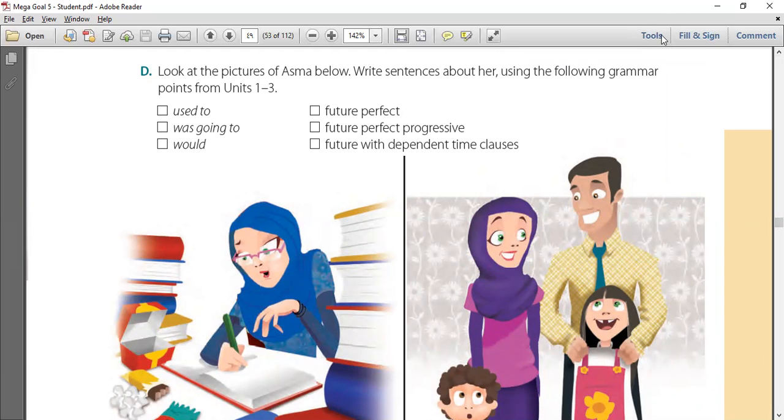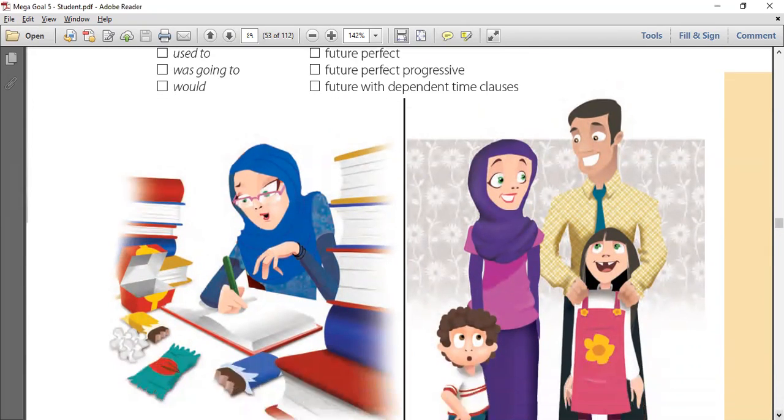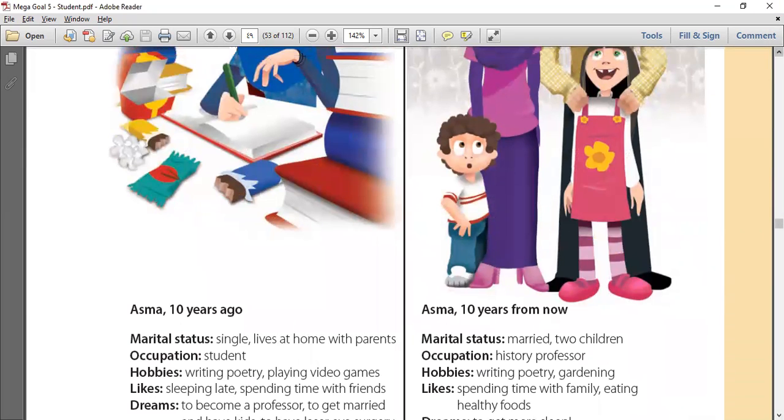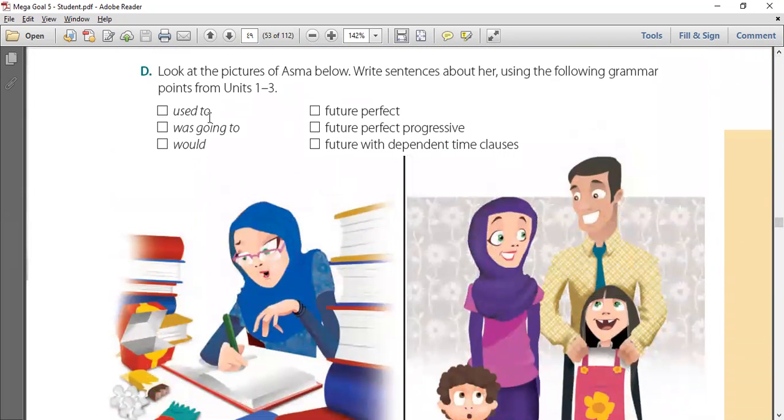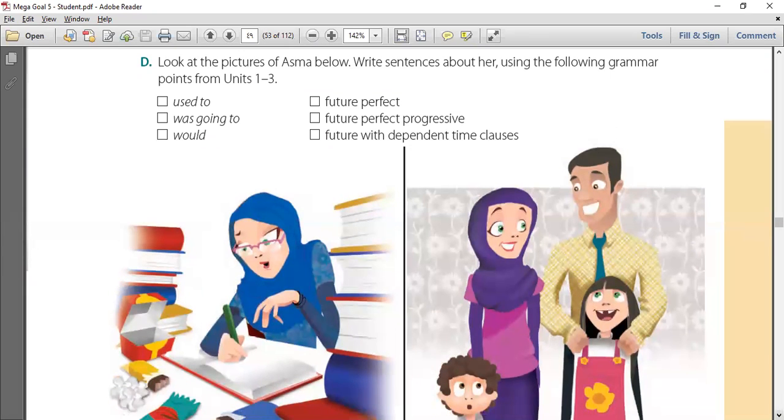Okay, in this exercise, you're going to look at the pictures of Asma below. Write sentences about her using the following grammar points from units 1 through 3. So you have the grammars that we have taken from unit 1 to 3, and you're going to write sentences describing what happened to Asma 10 years ago, and then how she became now. Used to, was going to, would, future perfect, and future perfect progressive, and future with dependent time clause. So I will give you 3 minutes to think about your sentences.